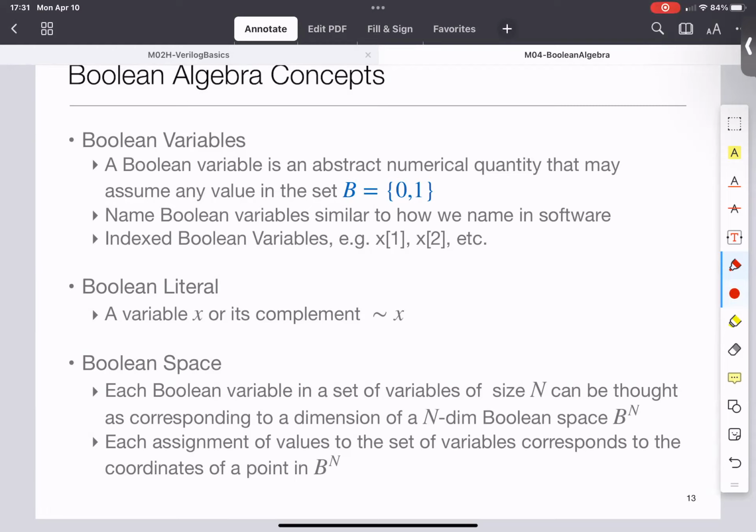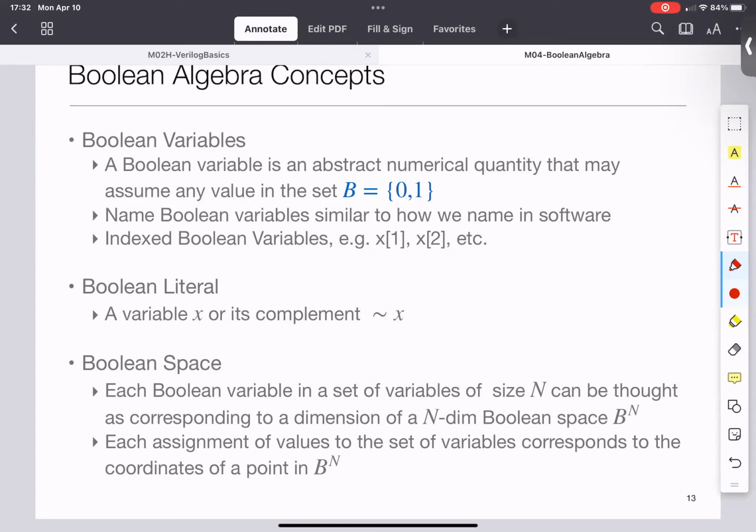So an n-dimensional Boolean space has 2 to the power n points. Let's say I have A, B, C, D as 4 variables, then A, B, C, D represent a 4-dimensional Boolean space. There are 16 possible values because there are 16 possible points in that space. At least mathematically, that's the concept of Boolean space.